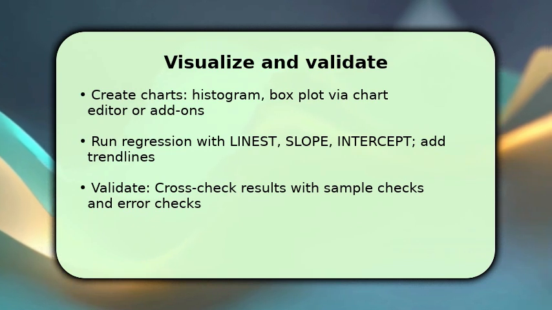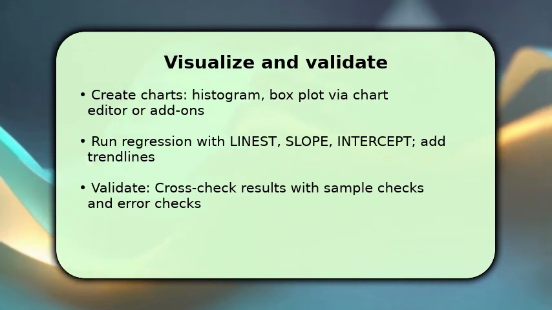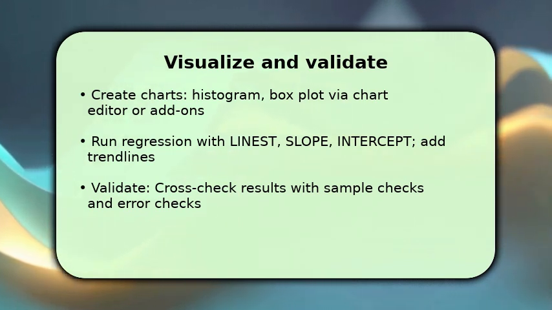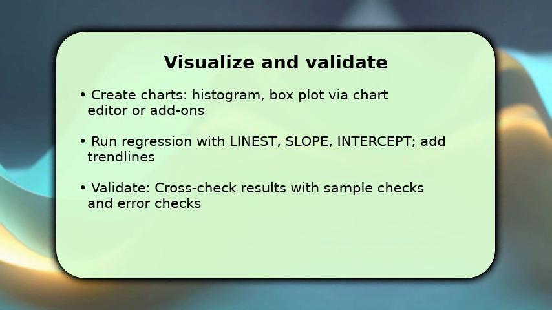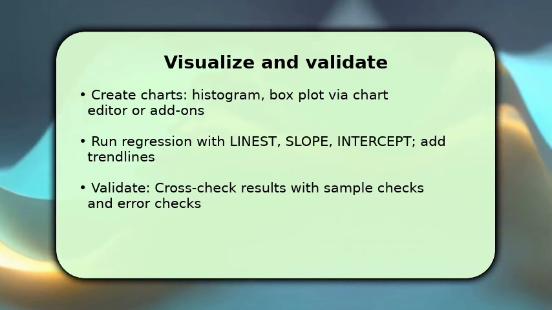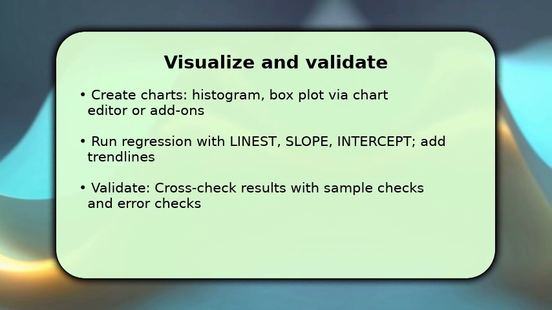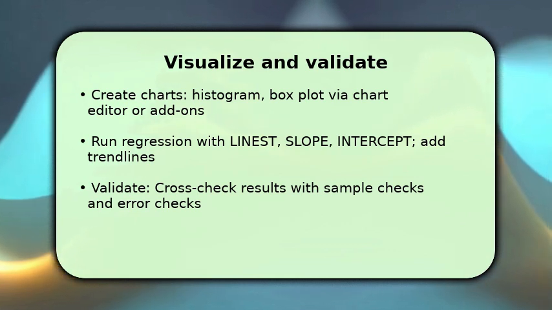Once done, validate by sampling rows, recomputing key metrics with independent formulas, and checking for #N/A or #DIV/0! errors. If a value looks wrong, rerun cleaning steps and inspect source ranges.